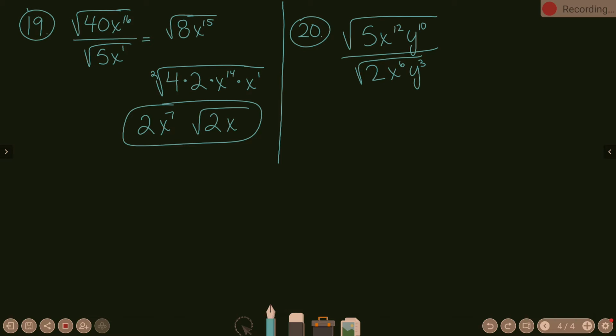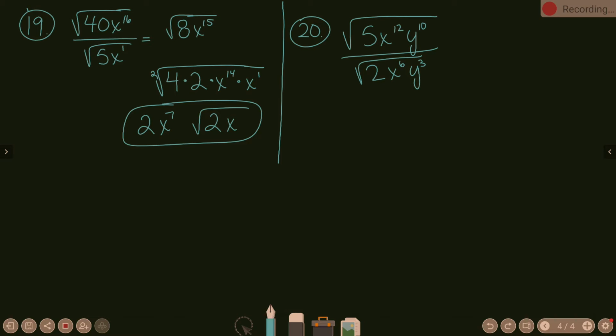If I miscopied any of those exponents, let me know. I think they're good, though. My suggestion on 20 is we start the same way as 19. Okay? I'm not going to jump into trying to take square roots or rationalize yet. I'm going to say, can anything divide?